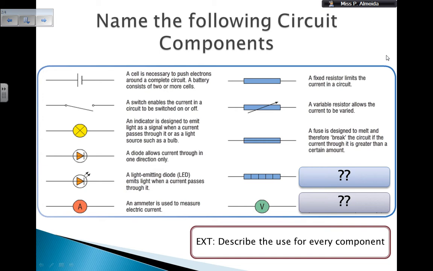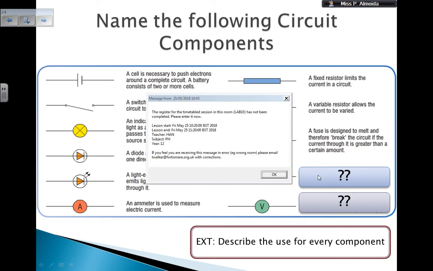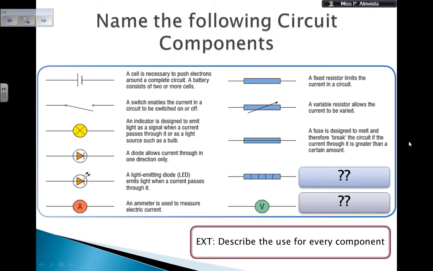The next one I don't quite see coming often. I don't see this one coming that often in tests or exams, but it's a heater, okay? So again, it is designed to transfer electrical energy to heat the surroundings.